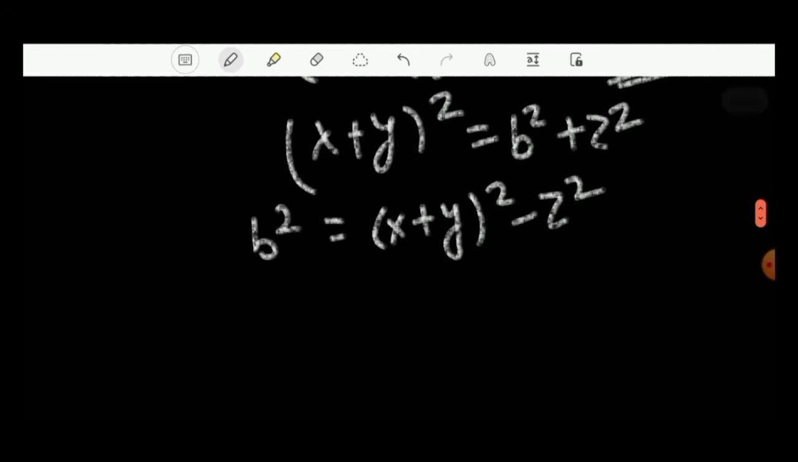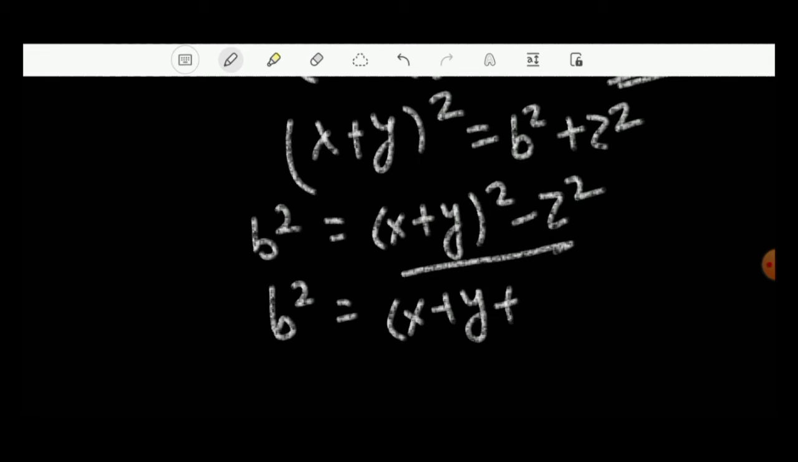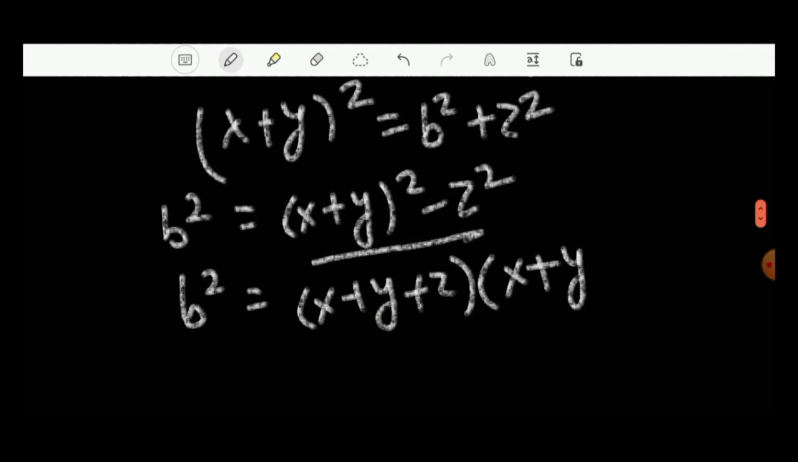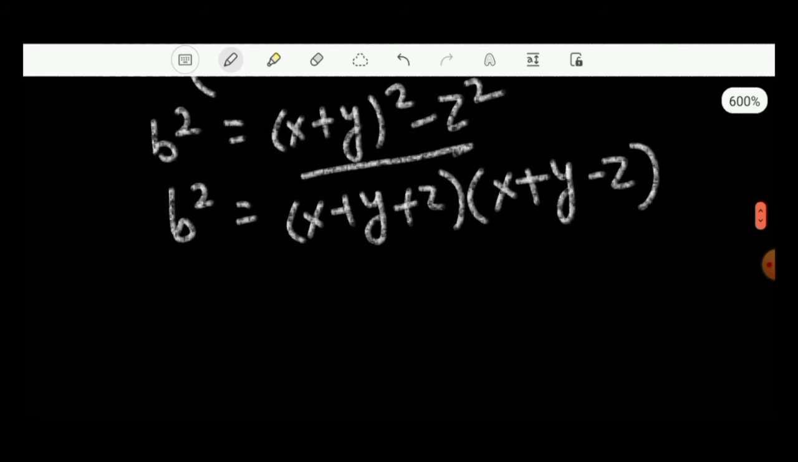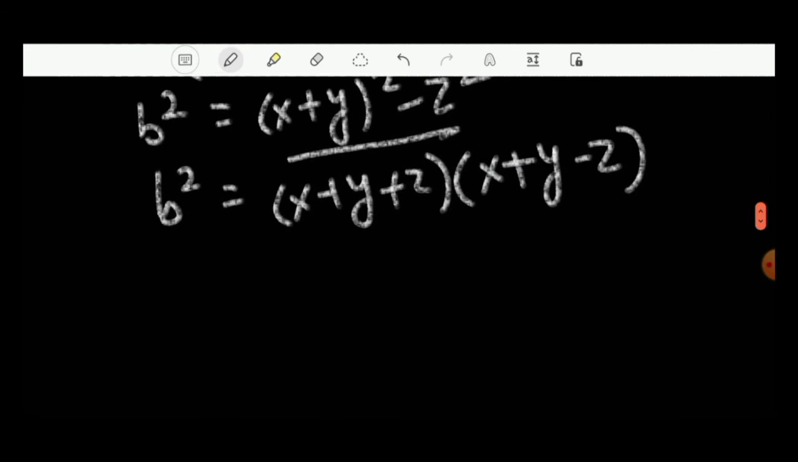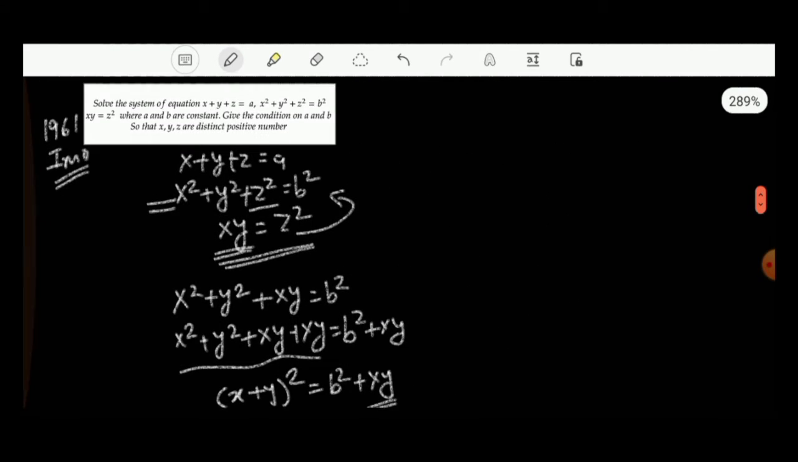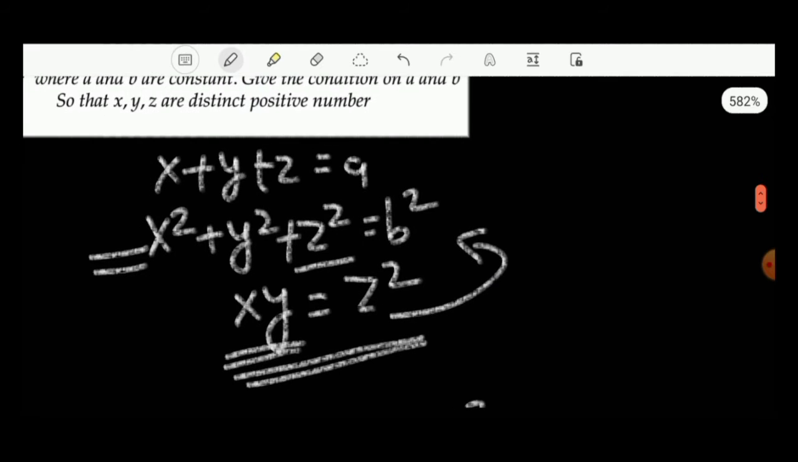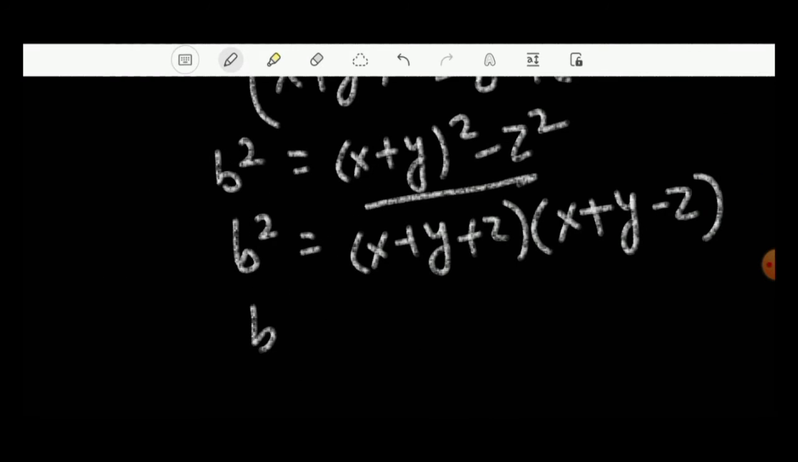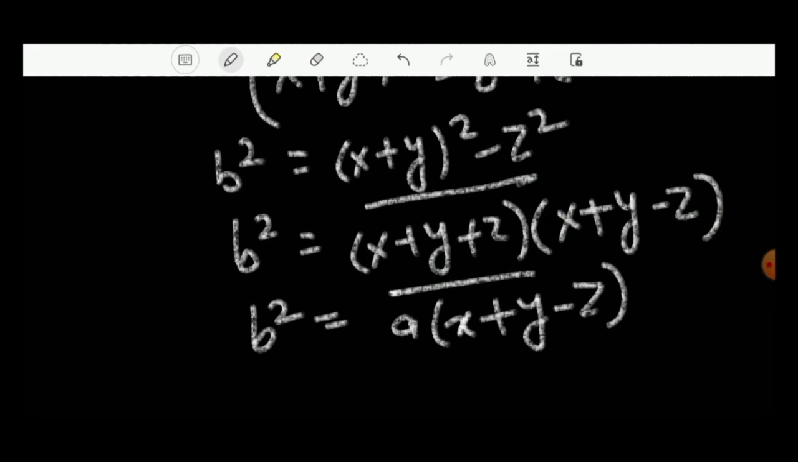and we can just factorize this part. So we'll obtain x plus y plus z multiplied by x plus y minus z. And now we can substitute the value of this. We can say that b square is equal to a multiplied by x plus y minus z.